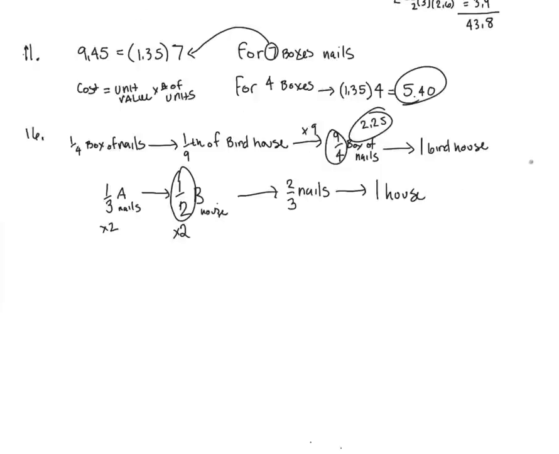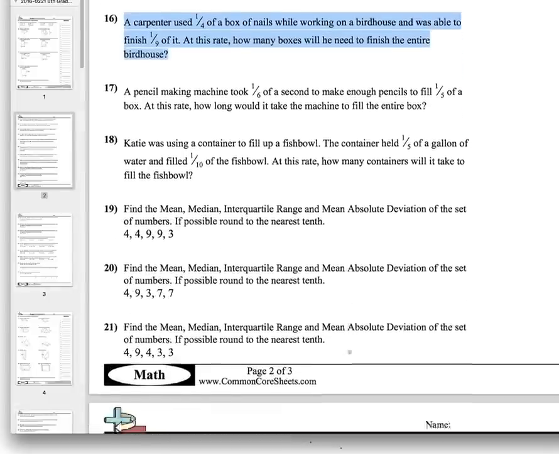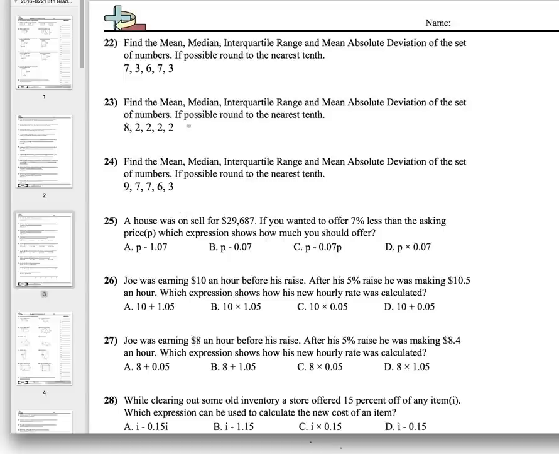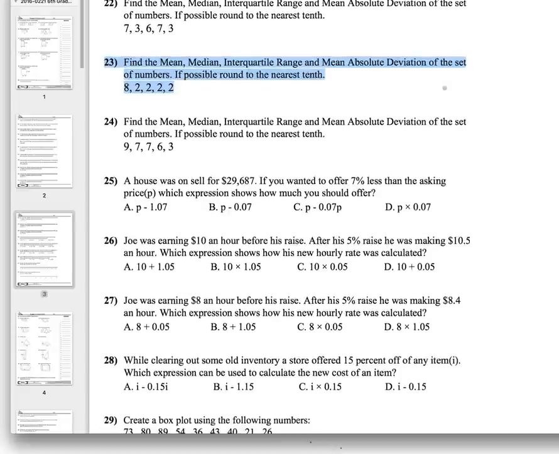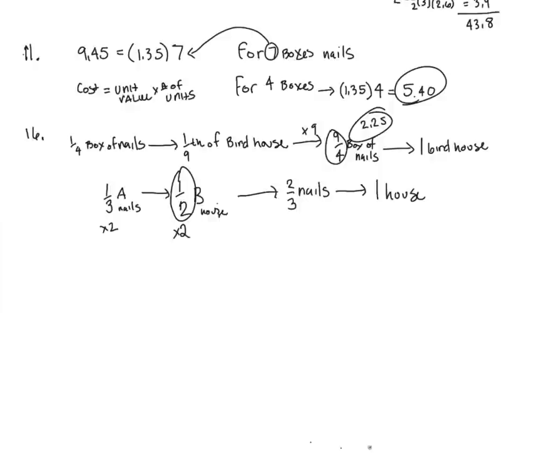Let's go ahead and move on to number... Here we go, number 23. So, we're going to look at statistics now. Okay, once again, you got to write this down. Find the mean, median, interquartile range, and mean absolute deviation of the set of numbers. If possible, round to the nearest 10. Okay, so this is simple. So let's start with this simple example. Our numbers: we have 8, 2, 2, 2, 2.